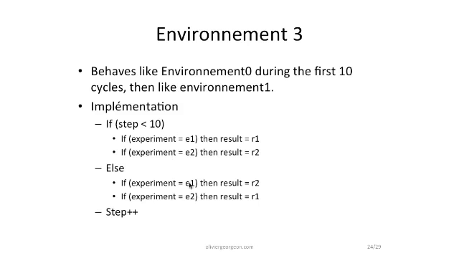So here's the implementation of environment 3. During the first 10 cycles, if I do E1, I get R1. If I do E2, I get R2. And after the 10th cycle, if I do E1, I get R2. If I do E2, I get R1.